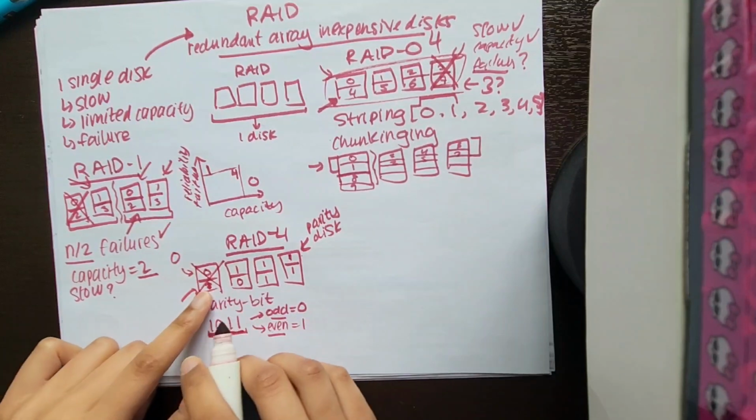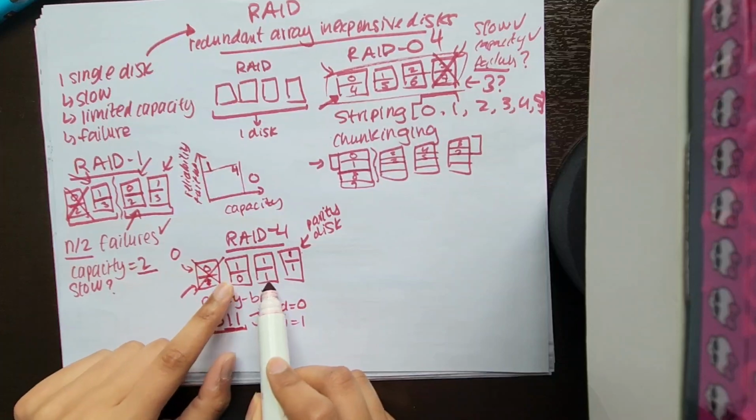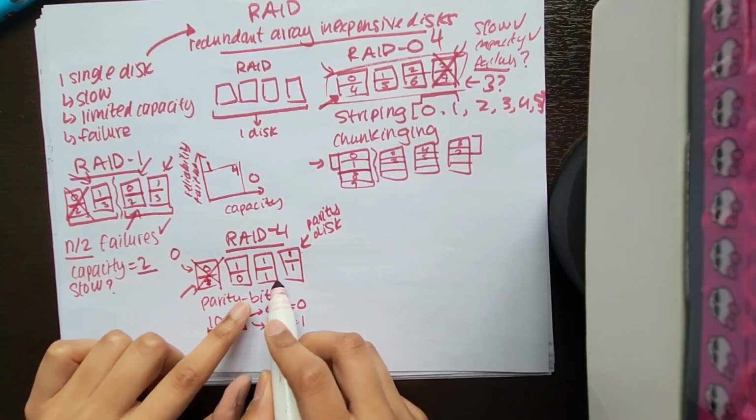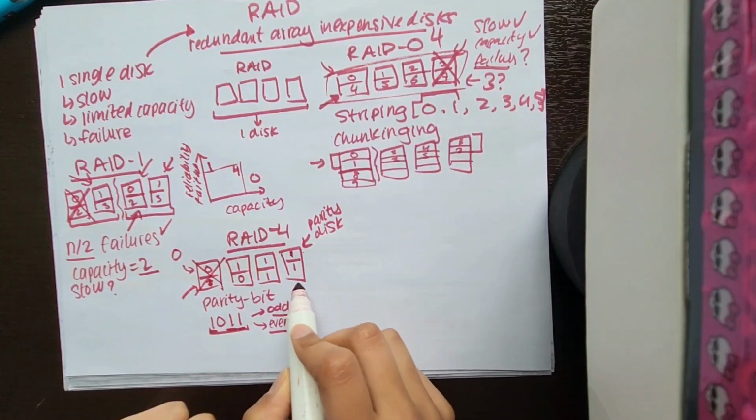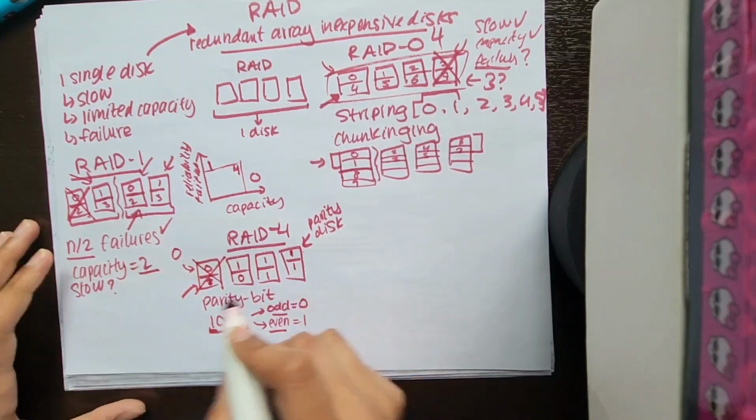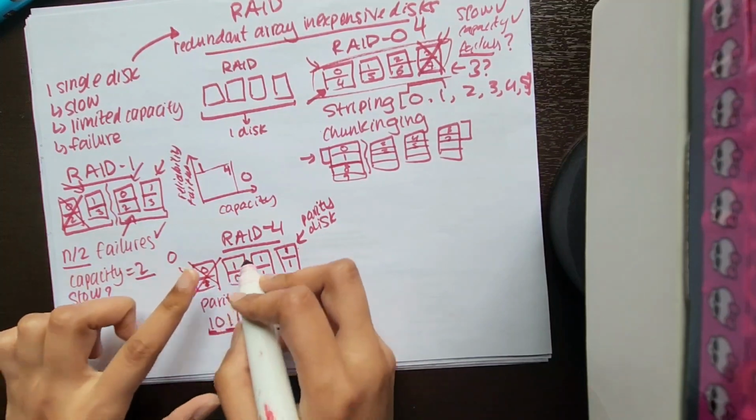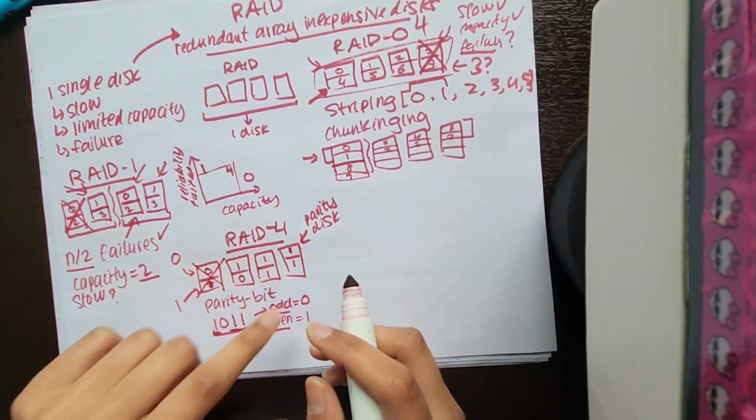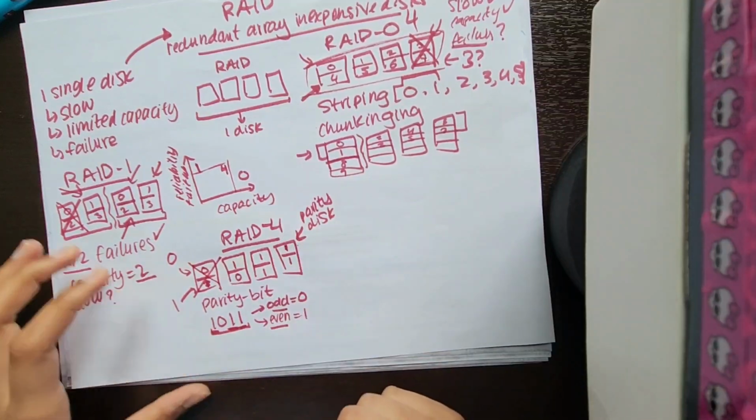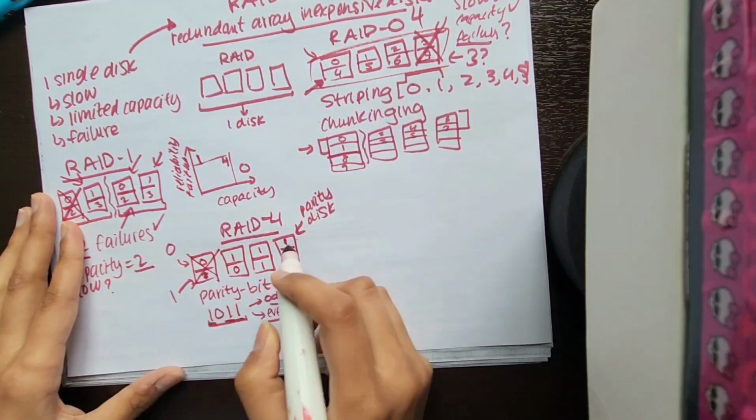If this one goes down and you want this value right here, you have a 0 and a 1, which means the parity is odd, but in our parity disk we have it saved as 1, which is even, so that must mean that the value that's missing is 1, right? So this can tolerate failure in any of the disks, and this parity disk will be able to recover. Or even if this parity disk goes down, the rest of them should be fine on their own.